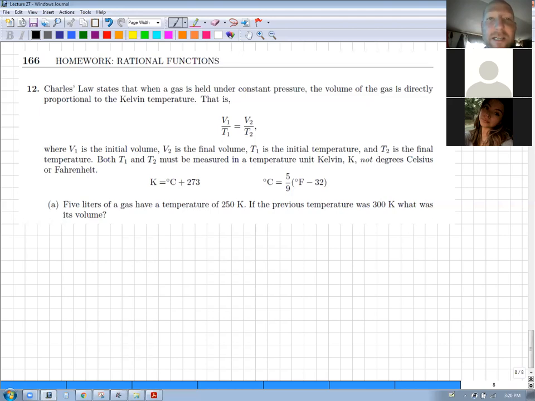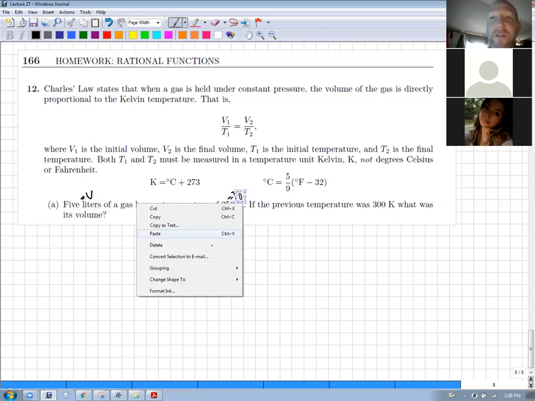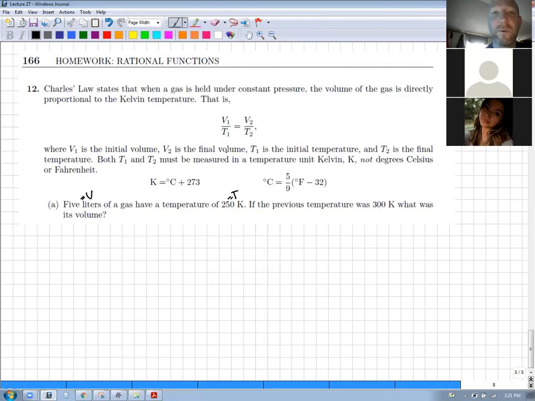So 5 liters of a gas have a temperature of 250 Kelvin. All right, this would be V1. And this would be our T1. No, it's going to be T2. I should have read the whole thing. If the previous temperature was 300, what was its volume? So V1, T1 are the initial values. V2, T2 are the final ones. They have a temperature like that now. But the previous temperature, the initial temperature, was 300 Kelvin. So what was its initial volume?